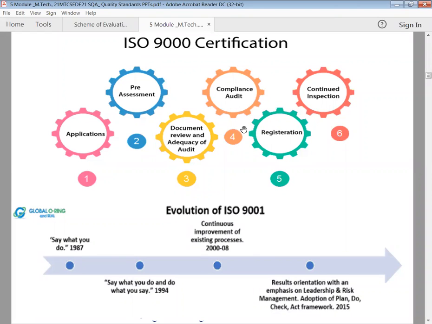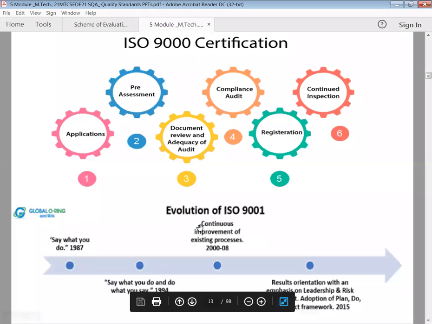They will give you the ISO 9000 certification. Registration will be done. The registration may be for 3 years or 5 years, and then continued inspection. So if they are giving the certification for 3 years, after 3 years again they will come and check, and they will give the certification once again. So these are the steps we need to follow if you are going for the ISO certification process for your software as well as for any product. So in ISO, what they are expecting from the product means, say what you do.